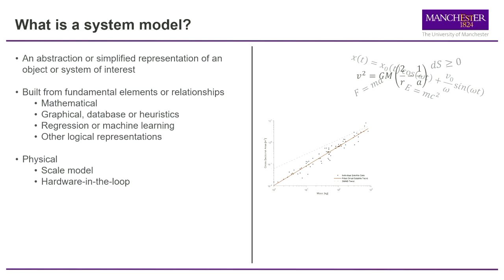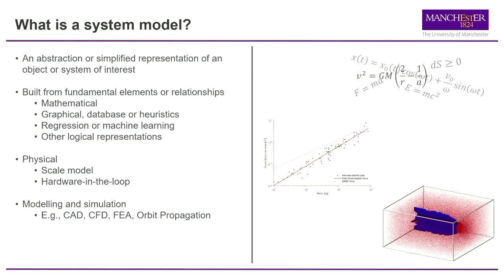You could have physical systems models, so you can do a scale model of something and then provide an input and look at what the output is. And you might also look at systems models for software by doing hardware in the loop and observing what happens there. You can also do various different simulations of these things. So all of these tools that you have been learning about in various units throughout the program are forms of systems models. You're essentially representing some element of a larger system using a tool.